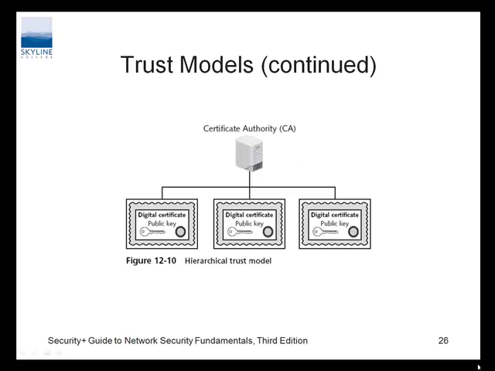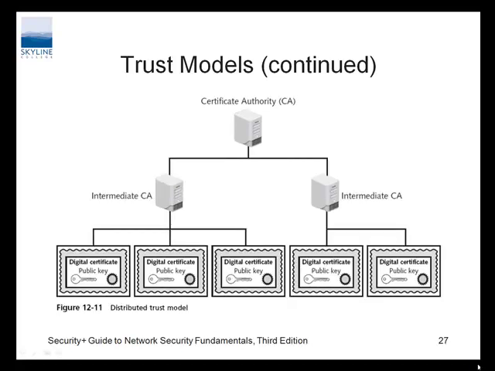And the trust models, the hierarchical trust, the certificate authority, the digital certificates with the public keys, the certificate authority issues them directly. Distributed trust, we have the certificate authority and then intermediate certificate authorities. So the certificate authority issues it to the intermediates and then the intermediates issue their certificates themselves.